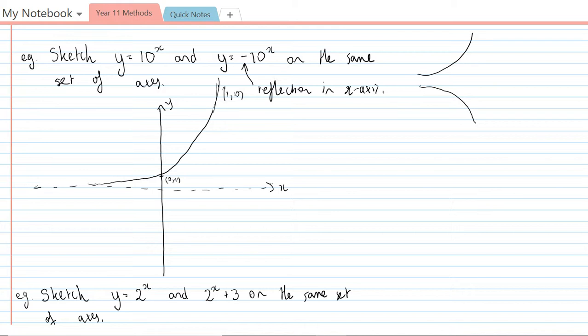But then I need to draw y equals negative 10 to the power of x. So again, I said that was a reflection in the x-axis. So instead of having a y-intercept of 1, it's going to have a y-intercept of negative 1. And when I draw it, it's going to go something like that. And it's going to have a point down here, which will be (1, negative 10). So yeah, there we have it: the two graphs on the same set of axes.